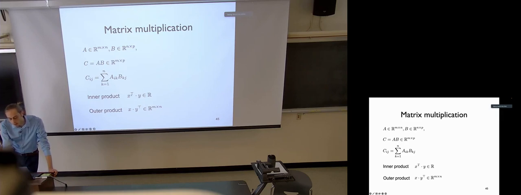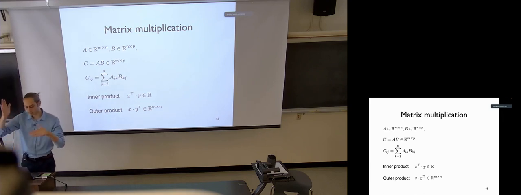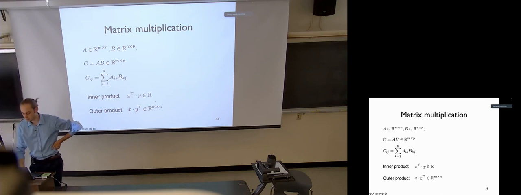The inner product is basically when you have a row vector and a column vector, you simply multiply them out using the summation. The outer product is basically the other way around, and this gives you a matrix. So inner product gives you a scalar, outer product gives you a matrix.